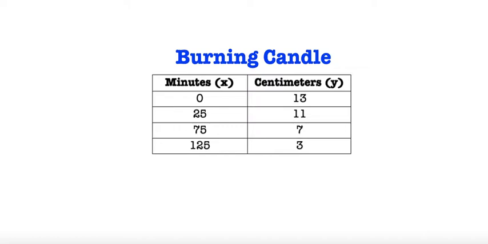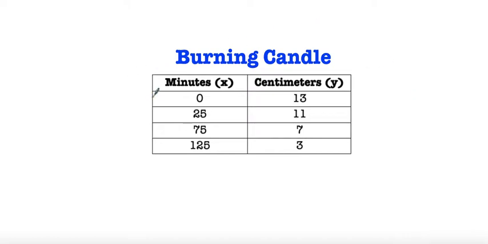it was no more. So looking at this table, we could see that at 0 minutes, the candle was 13 centimeters because that's when the candle was lit. That's the height that it started off before the candle started burning. And then after 25 minutes, the candle was at 11 centimeters. After 75 minutes, the candle was at 7 centimeters. And after 125 minutes, the candle was at 3 centimeters.